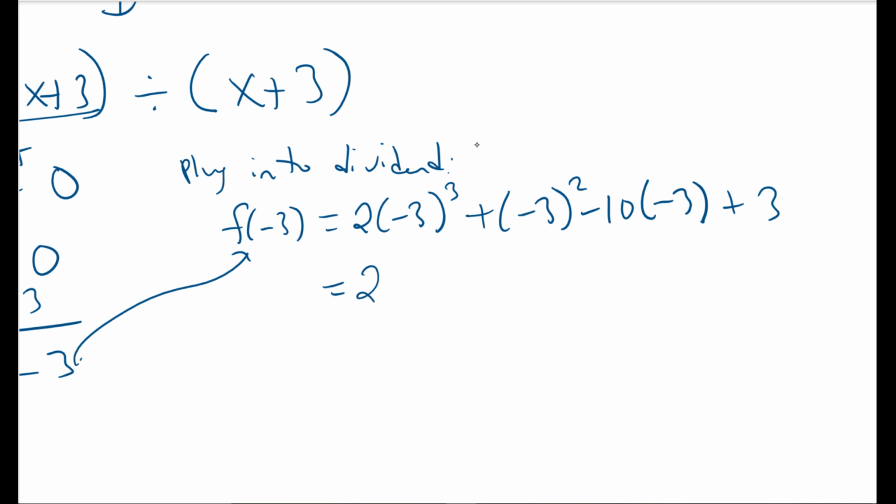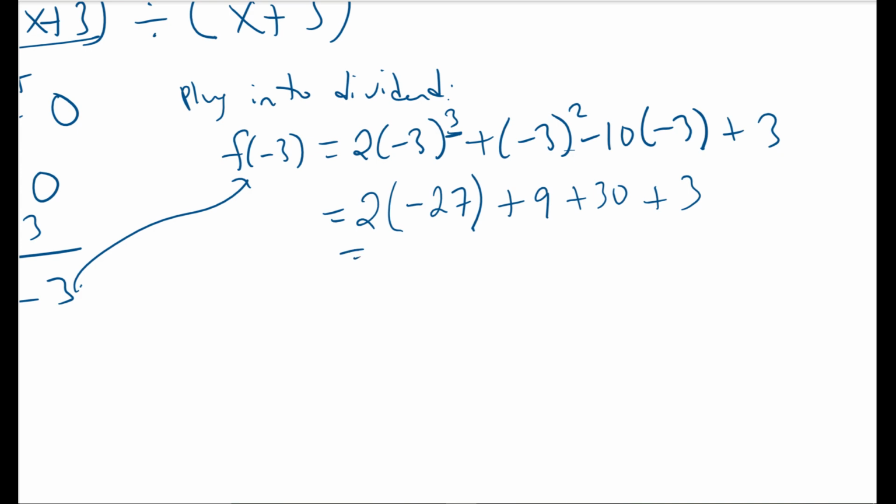So we have 2, remember to follow PEMDAS. So exponent goes first here before you multiply. So don't do negative 6 and then to the third. You have to do negative 3 to the third. So negative 3 to the third is negative 27. Negative 3 squared is 9. And then you can multiply these. Negative 10 times negative 3 is positive 30. And then plus 3. And then we'll multiply these now.